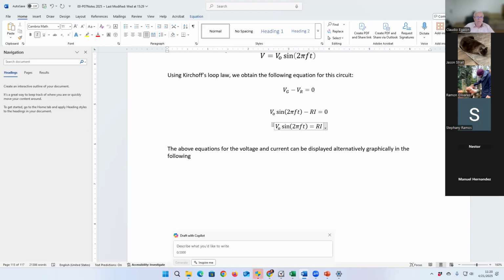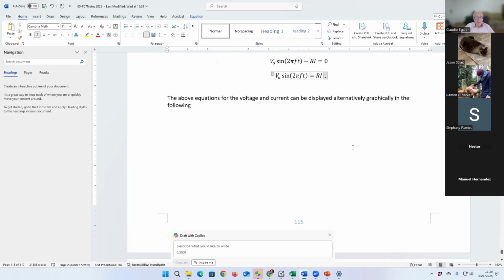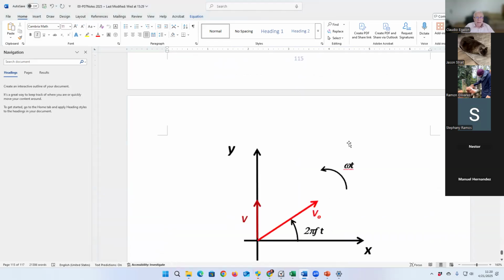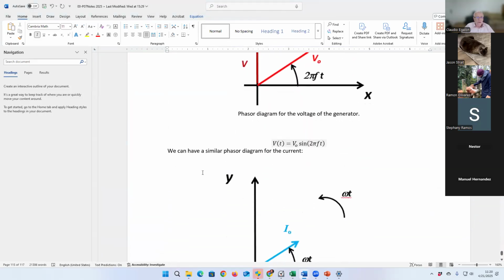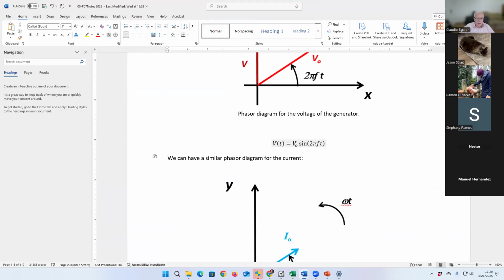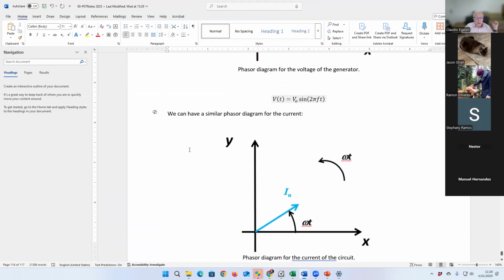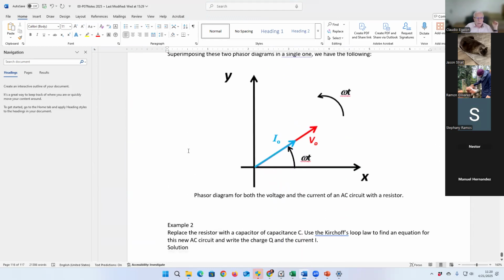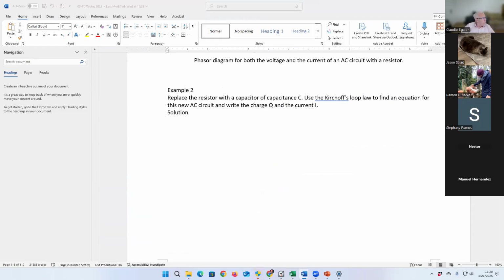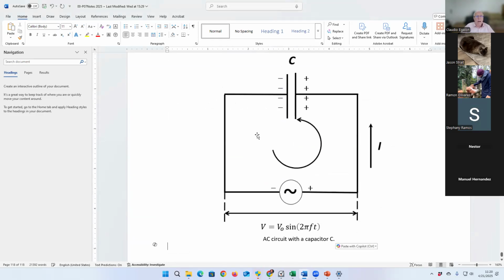And we can do the same for the capacitor. That's the key to solve problems of AC circuits, right? And here you go. We do the drawing again. AC circuit with a capacitor. I'm replacing the resistance that was here with a capacitor.